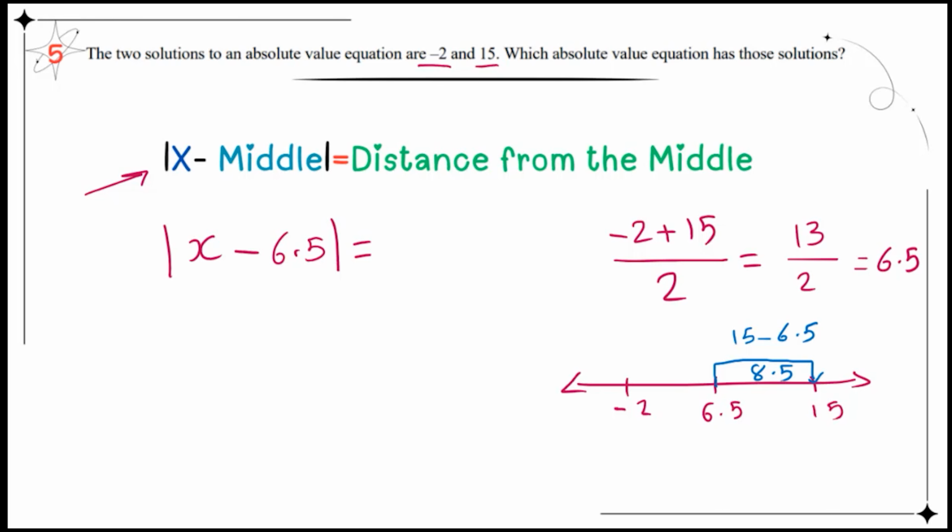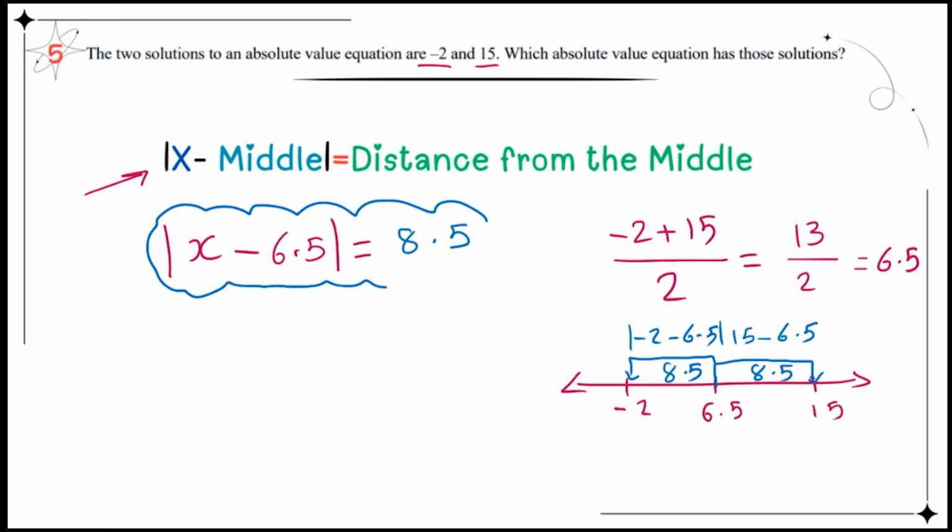Also, if you calculate the distance from 6.5 to negative 2, subtract the two numbers. Negative 2 minus 6.5 or 6.5 minus negative 2 would be the same. Negative 2 minus 6.5 will be negative 8.5, but we said we should take the answer positive. Then the answer here is 8.5, because the distance is always positive. It's impossible for absolute value to give you a negative. We said that before in another lesson. Now the distance we write here is 8.5. Then the final answer is absolute x minus 6.5 equal 8.5.